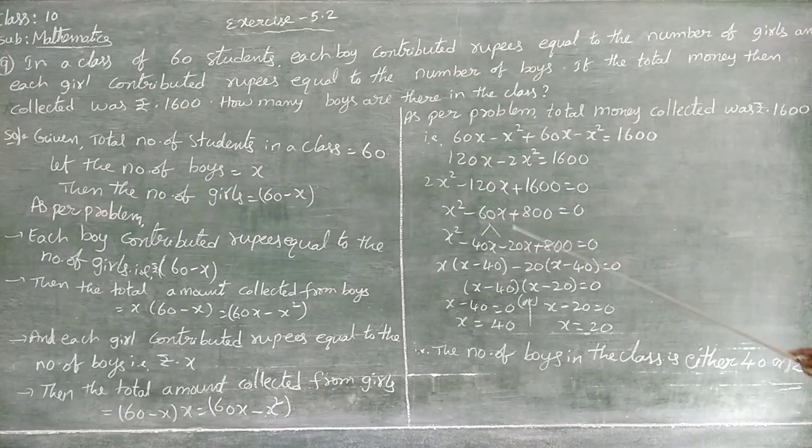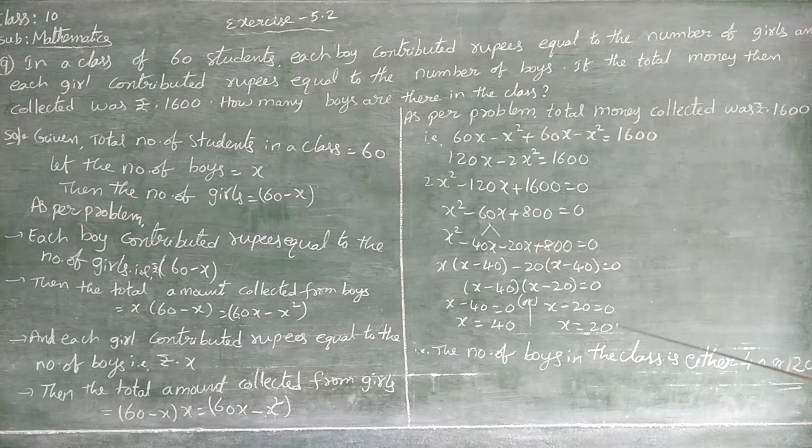Split the middle term. The 60x can be split as minus 40x minus 20x. Take x as common in the first two terms, then you are getting x minus 40. In these two terms, you take minus 20 as common, then x minus 40. Here x minus 40, x minus 40, take as common, then you are getting x minus 20 equal to 0. That means x minus 40 equal to 0 or x minus 20 equal to 0.